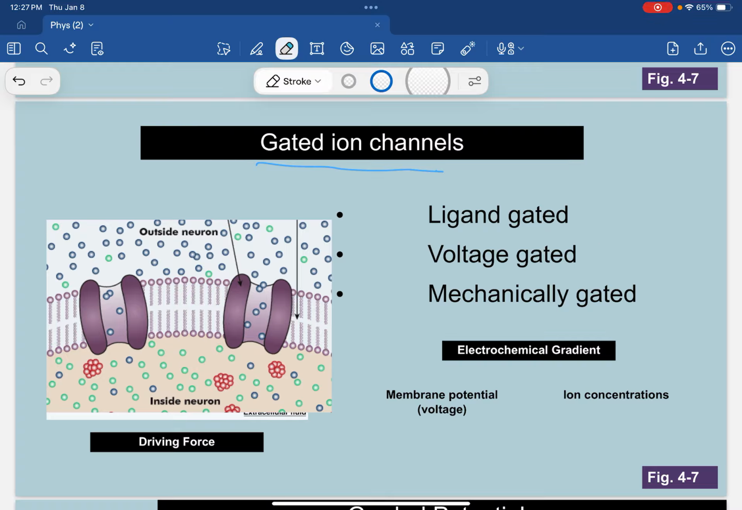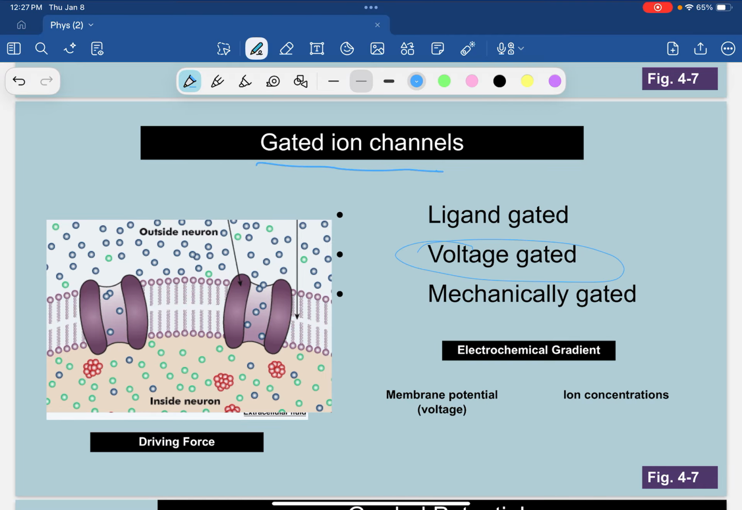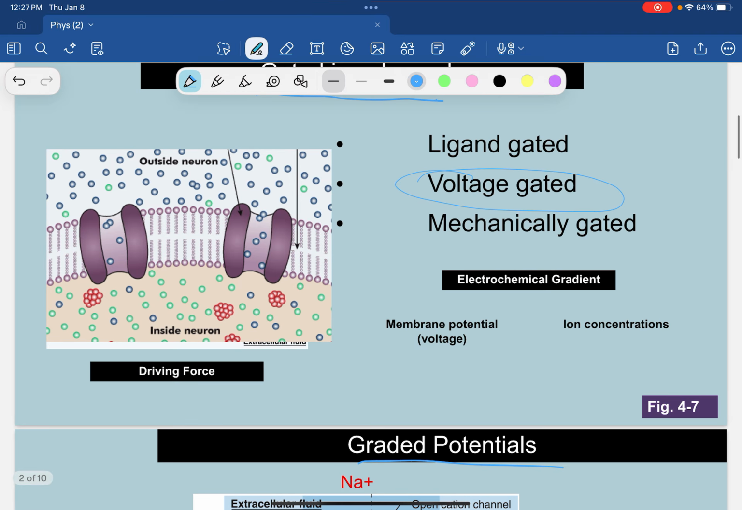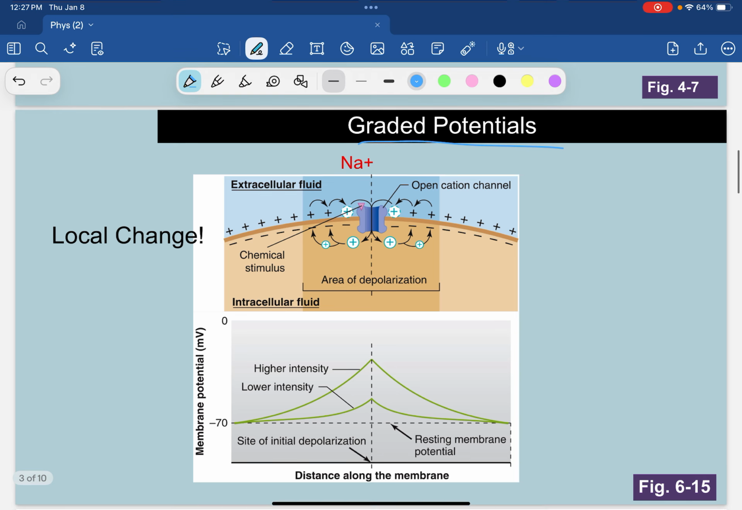Okay, so today we're going to talk about gated ion channels, mostly the voltage gated, and then also some graded potentials. So to start with our gated ion channels, we have here our voltage gated, which differs basically just on what voltage opens them. So we have our sodium and our potassium, but first we're going to talk about our graded potentials.